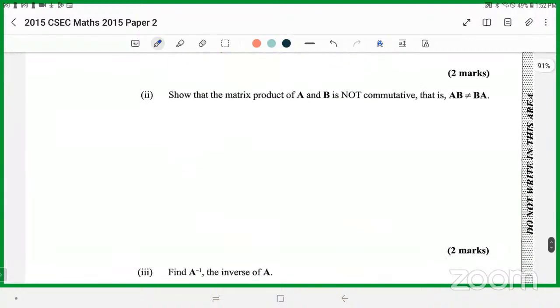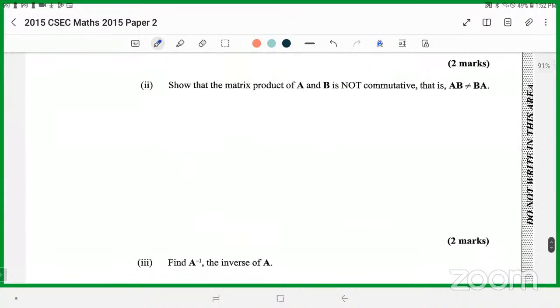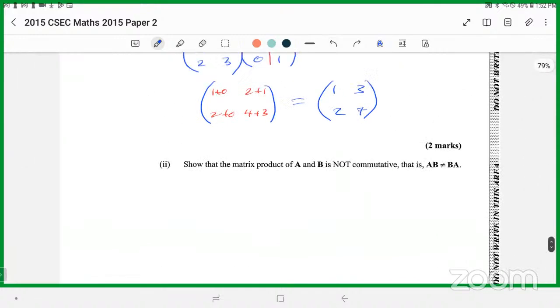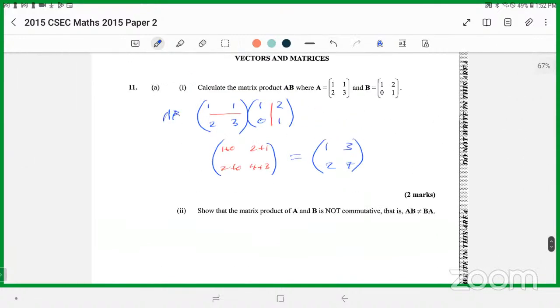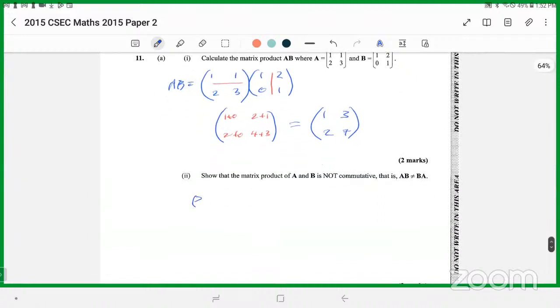Question: show that the matrix product of A and B is non-commutative. That is, AB is not equal to BA. I can start working out BA. So this was AB a while ago. For BA, I'll have to switch them around and put 1, 2, 0, 1 times 1, 1, 2, 3. I just have to calculate the first value right here and show that it's different.